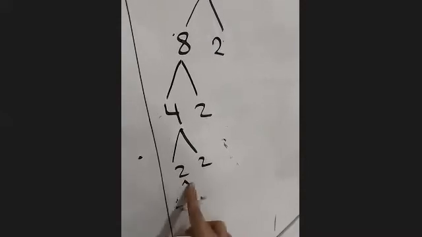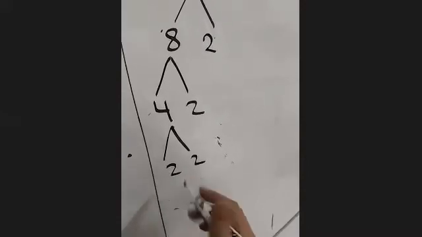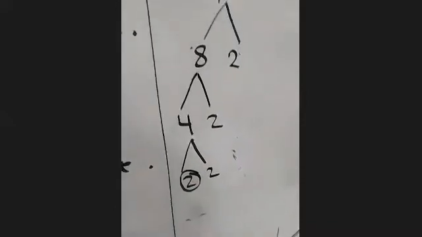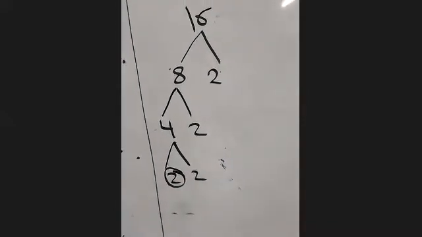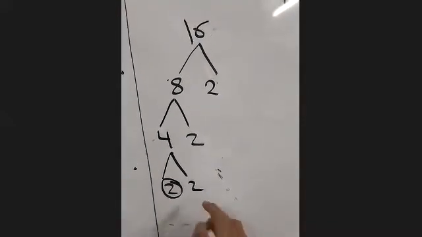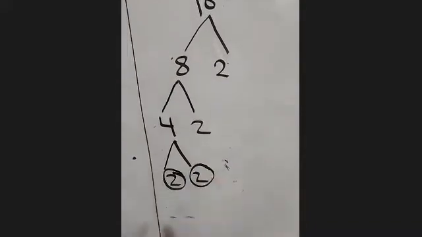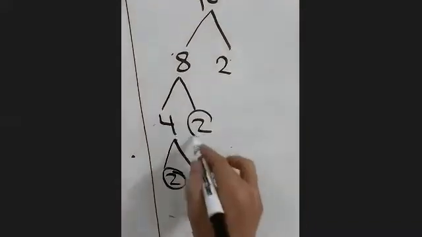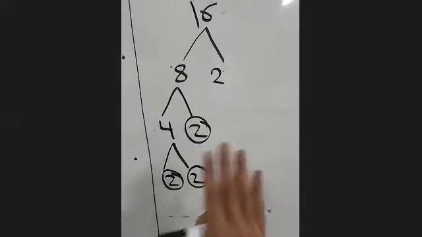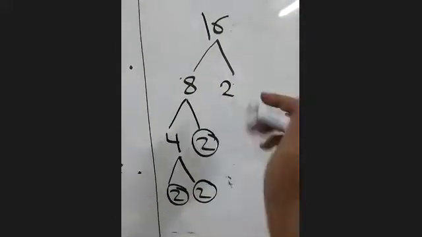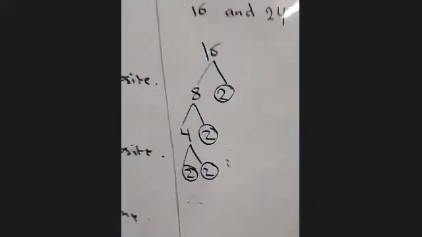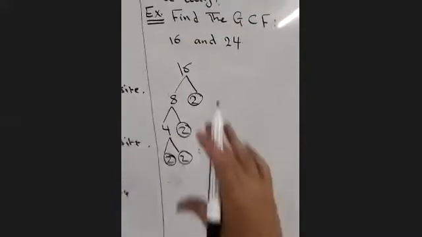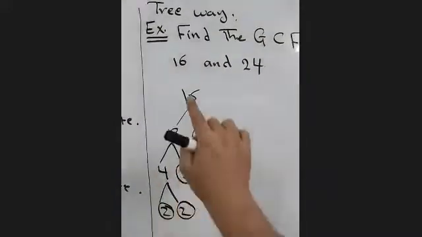So in this case, I stop and put what? A circle. If we stop, we put a circle. In this 2 also, we put a circle. In this 2, we put a circle because only 2 by 1. I don't want the 1. This we call the factor tree, the factorization of 16.